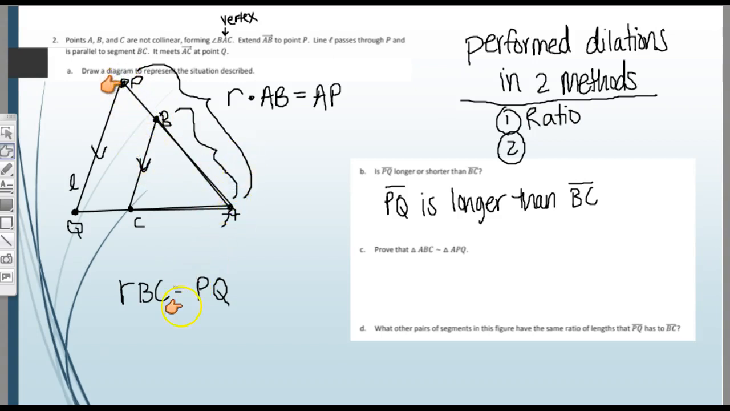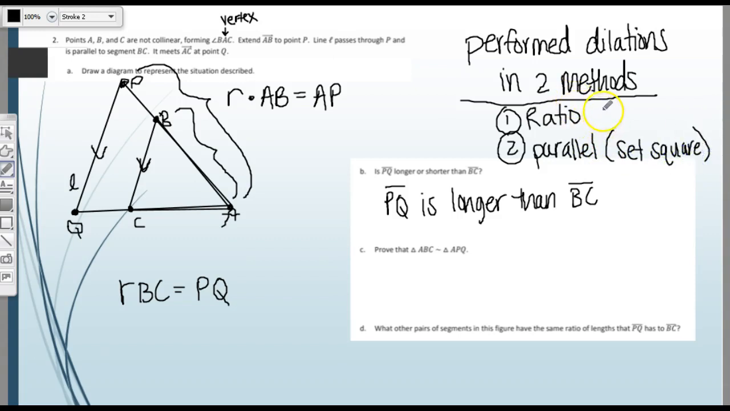Cross multiplication, we use that to find missing lengths. Yes, we did use that. So no, you're fine. The other method that we used was with the set square. The parallel method was with the set square. And so the ratio method was basically that the new is equal to the scale factor times the old for anything, the distance from the center and then the distance from each point. So this sketch that we made basically used the parallel method to dilate segment BC. That's what happened.